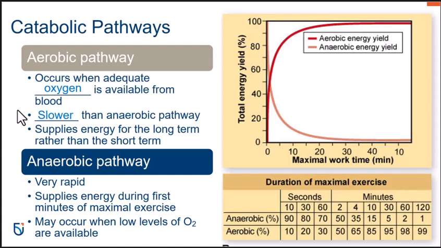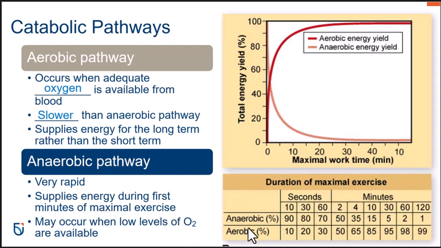The process of producing ATP through the aerobic pathway is a slower process, but it will supply energy for the long term. The benefit of an anaerobic pathway is that it is very fast, and it's going to be what supplies energy during your first few minutes of maximal exercise. And we'll look at that a little bit closer in this chart here.